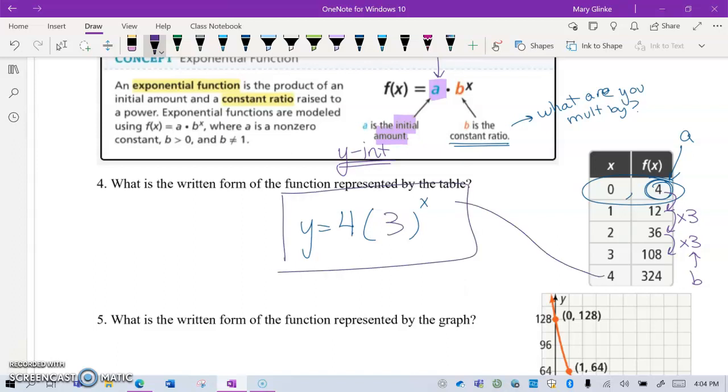You can always check your equation by randomly plugging in an x value that's on your table and seeing if you get your y value back out.